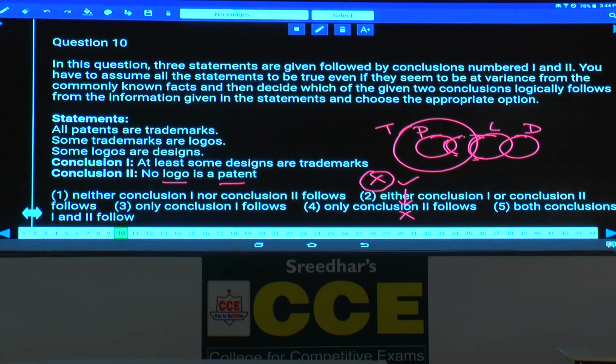Then coming to this one, some designs are trademarks. Now also design and trademark has become false. Now it is not true. Then what is your answer here? Neither 1 nor 2, and it is given in choice 1.